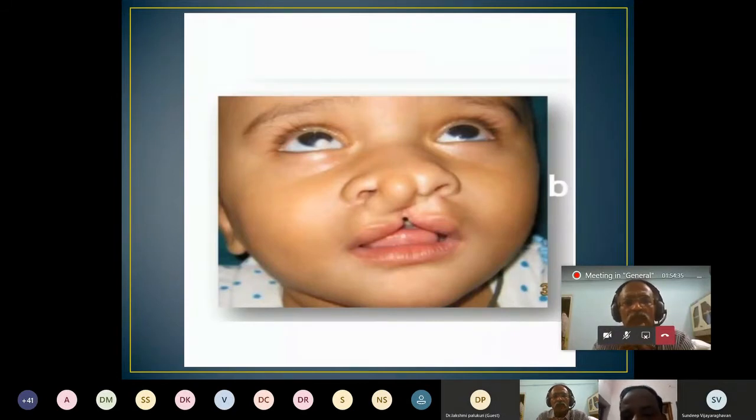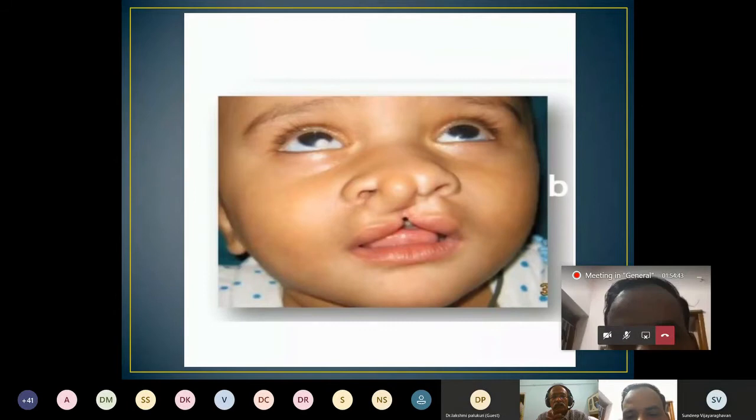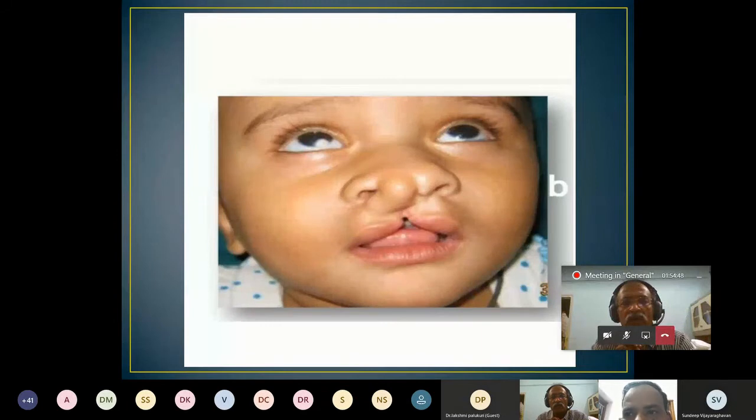What are the landmarks you will mark in this patient? Filtral columns. Yes, sir. Muscle bulk is very good. What else will you mark? Filtral column you have marked. What else have you marked?